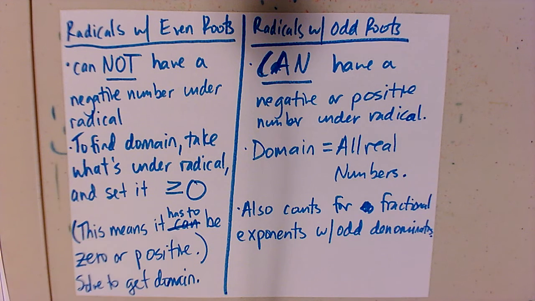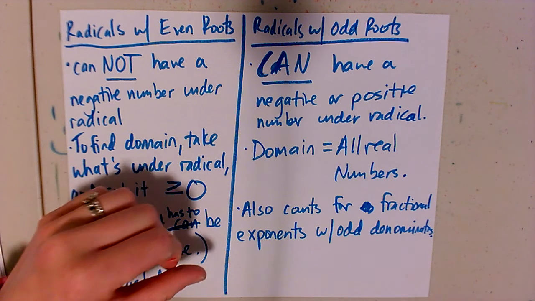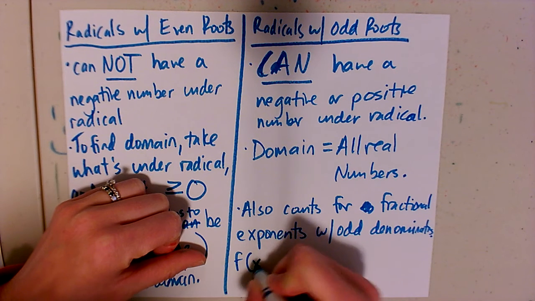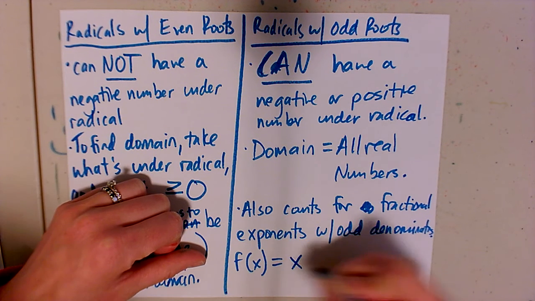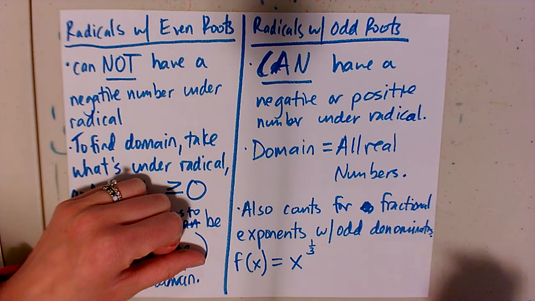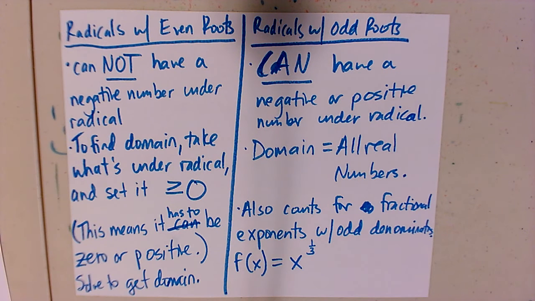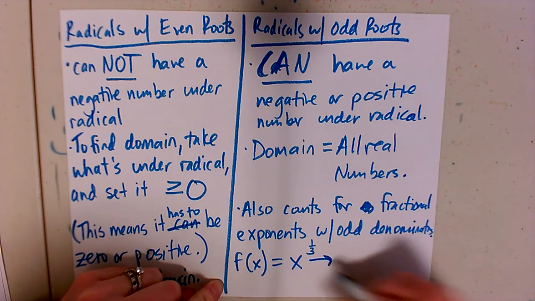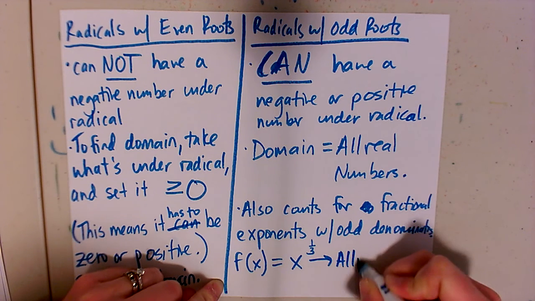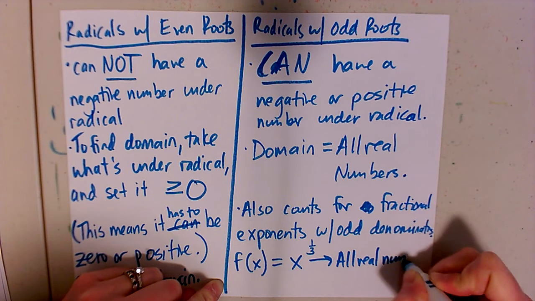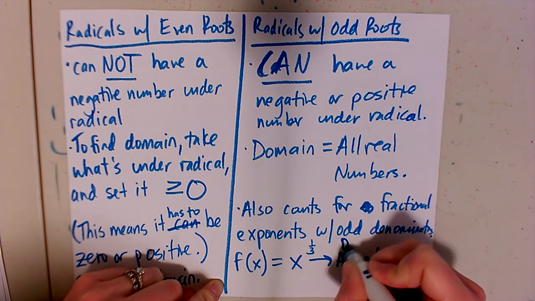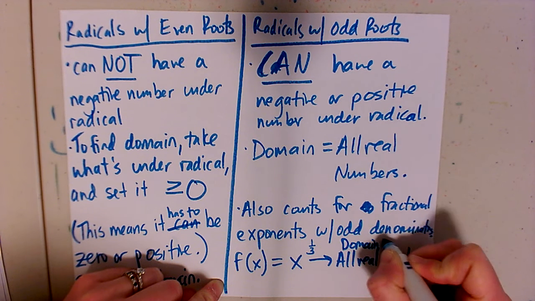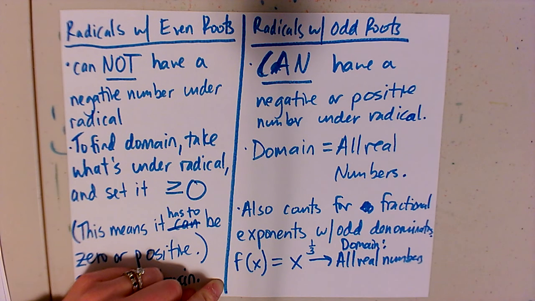Okay, fractional exponents with odd denominators. So what I'm talking about, let's say you have a function of x raised to the 1/3. If your function is x raised to the 1/3, this has a fractional exponent. The denominator is 3, which is odd. So then your domain is all real numbers.